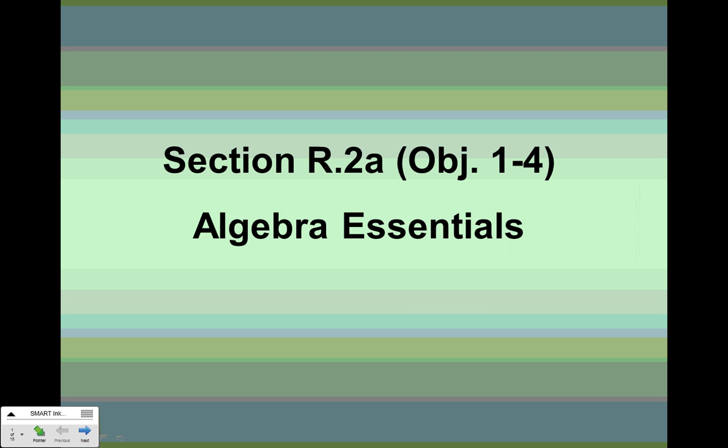All right, let's get started with the first section of R2. We're going to split section R2 up into an A and a B. R2A is going to be the first four objectives, 1 through 4. So we'll run through those.